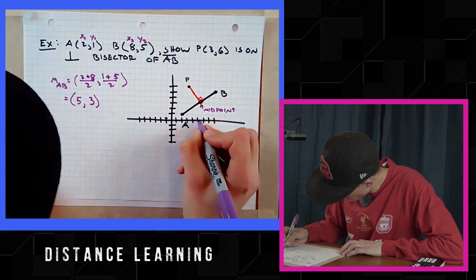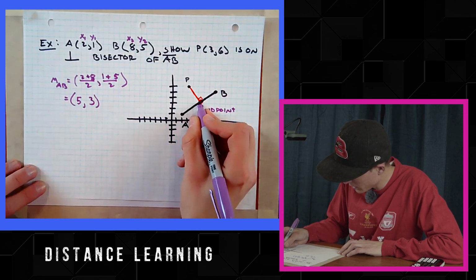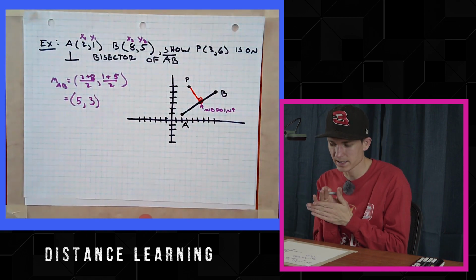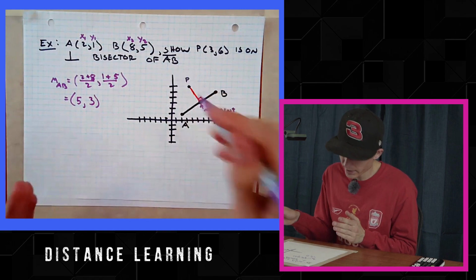One, 2, 3, 4, 5. 1, 2, 3. I missed it a little bit. I was pretty close though. 5, 3. Okay. The next thing, prove that it's on the perpendicular bisector.